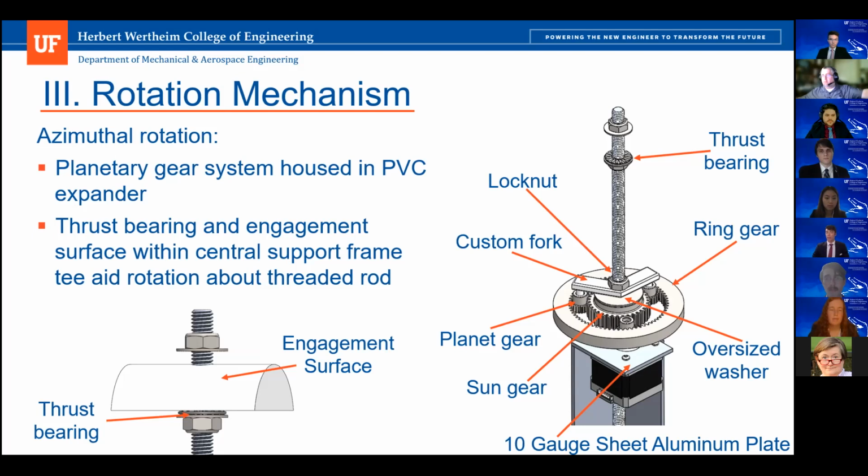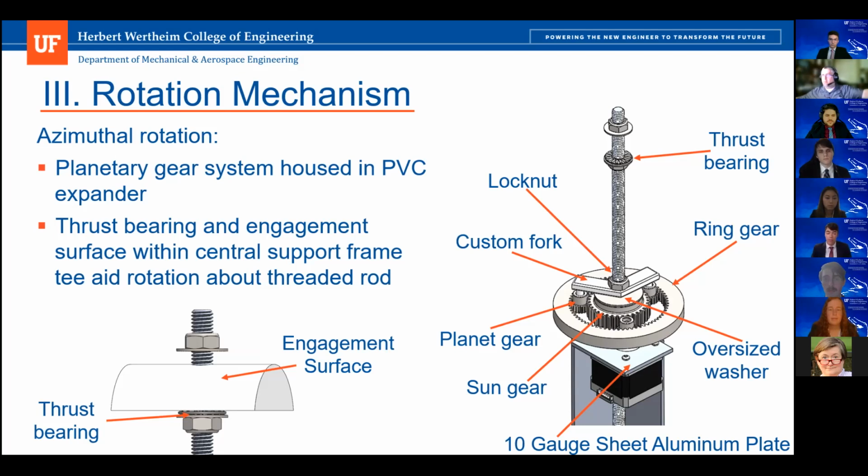The entire planetary gear system is housed within a 2 to 4 inch PVC expander connected to the central T of the support frame. The ring gear is epoxied into this expander. The thrust bearing interfaces with a fender washer directly below the engagement surface. The engagement surface is designed to be adhered within the interior of the central support frame T.